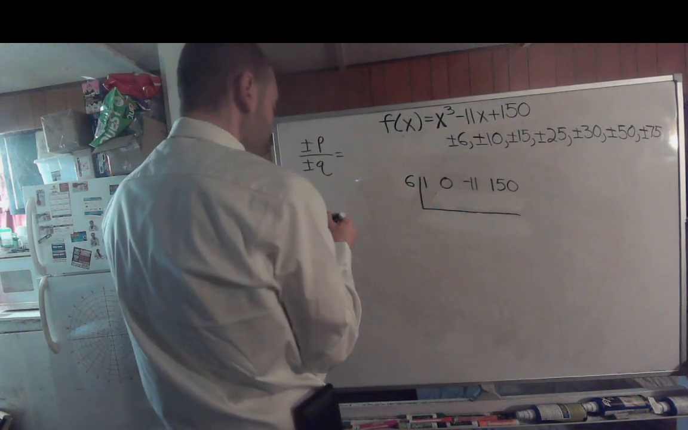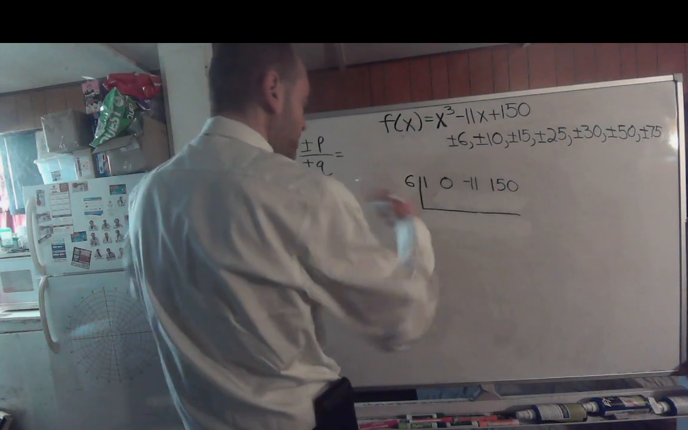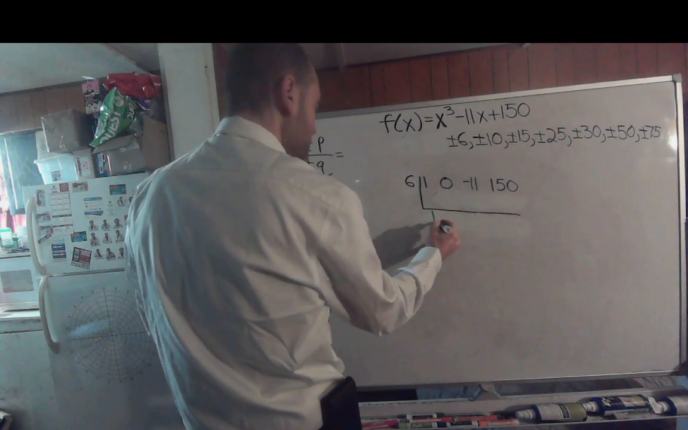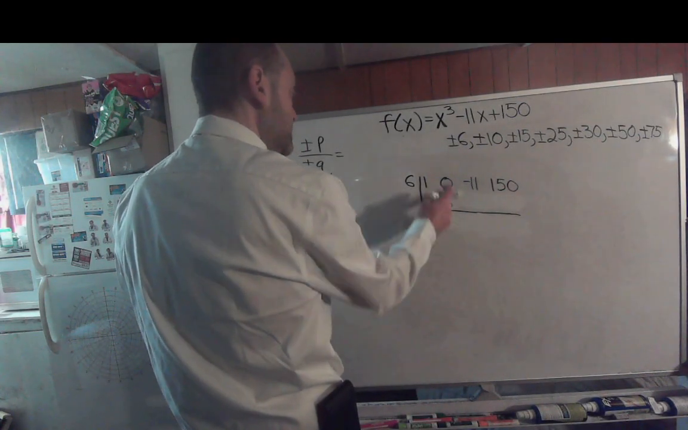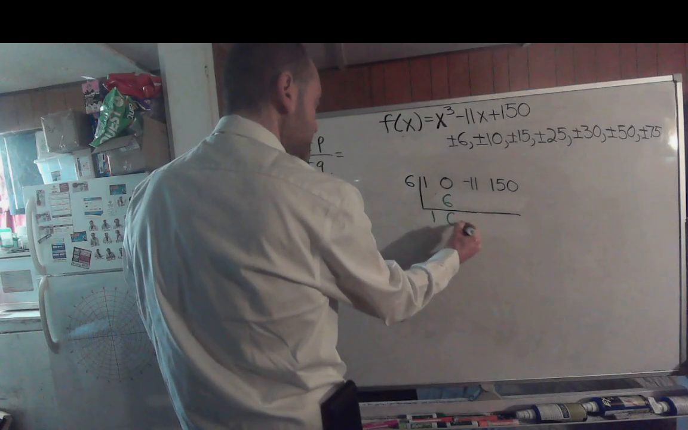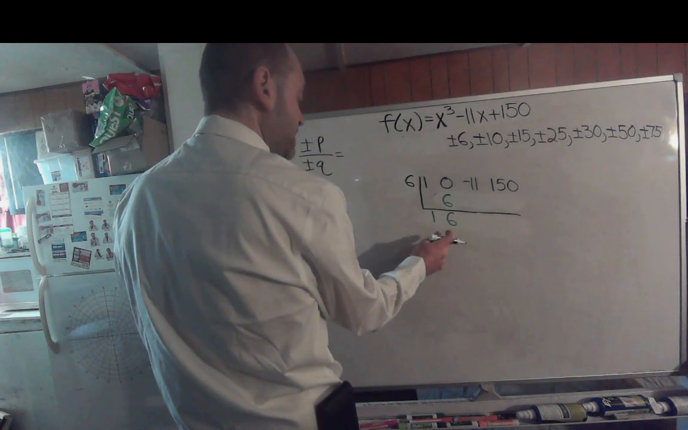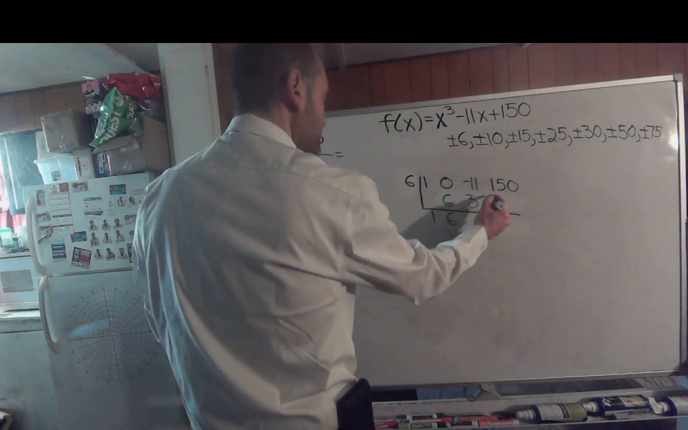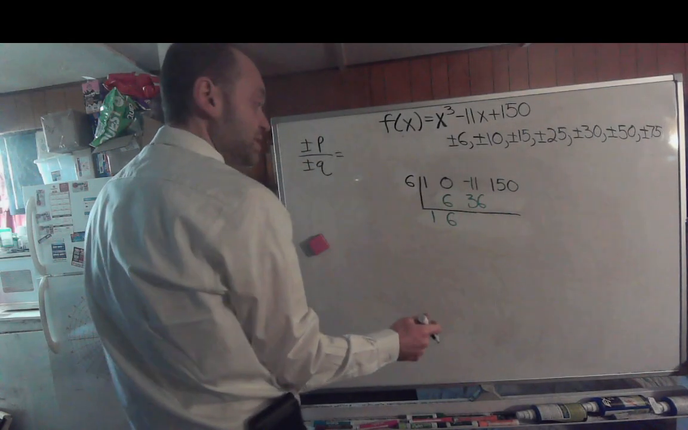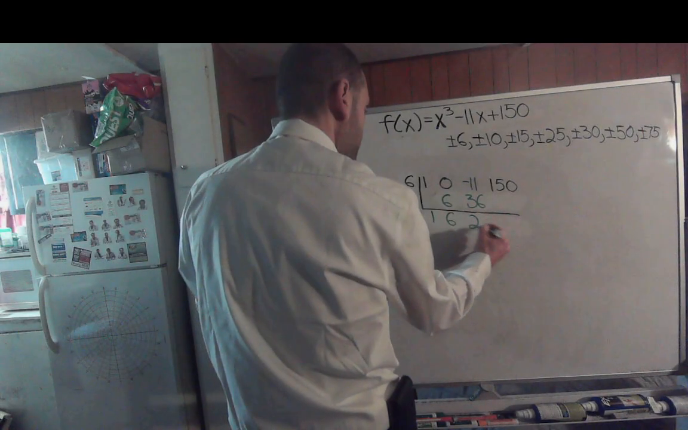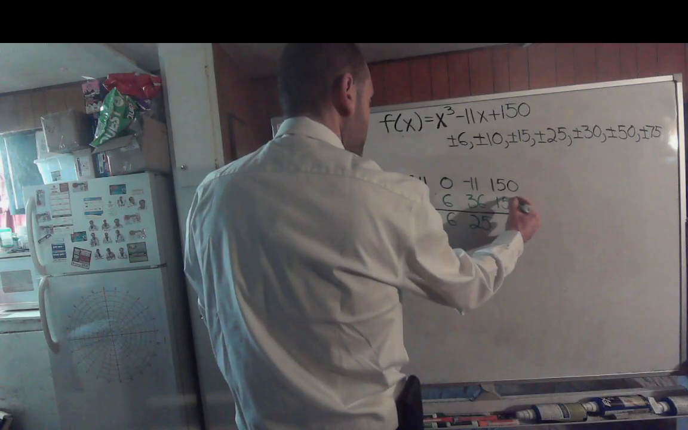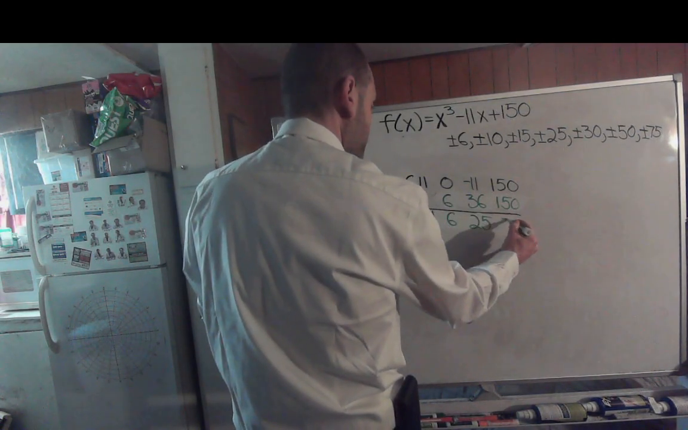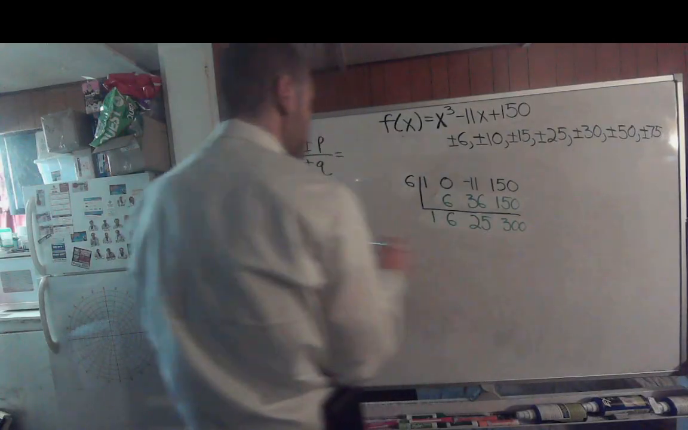Alright, so let's try 6 here. So bring down your 1. 6 times 1 is 6. Alright, now 0 plus 6 is 6. 6 times 6 is 36. Negative 11 plus 36 is in fact 25. 6 times 25 is 150. Well, 150 plus 150 is 300. That's definitely not going to work.